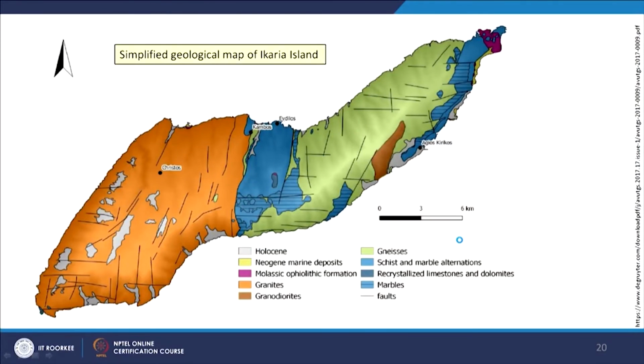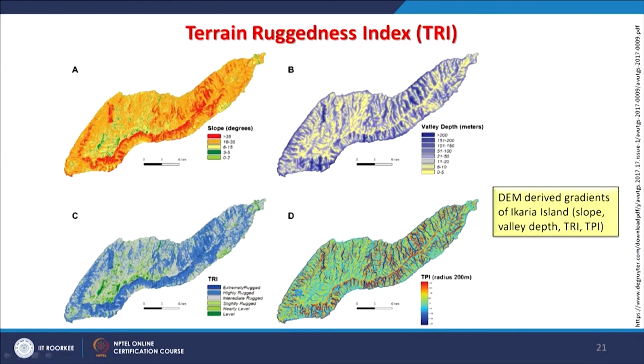Example here, this is a geological map which is shown here. Different geologies or lithologies are present here, like marine deposits, ophiolitic formations, granite, granodiorites, etc. Now, when it is subjected to this calculation, that is the TRI, this is what you get. So, based on slopes, this is how the terrain is classified. When we see the valley depth in meters, this is how it is. Then when we see the TRI, this is the situation, and TPI is like this.